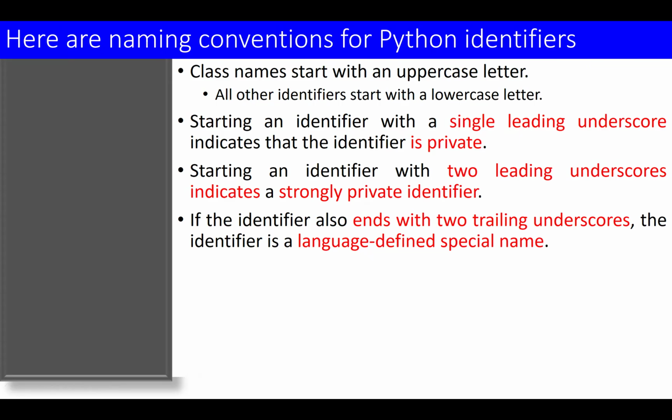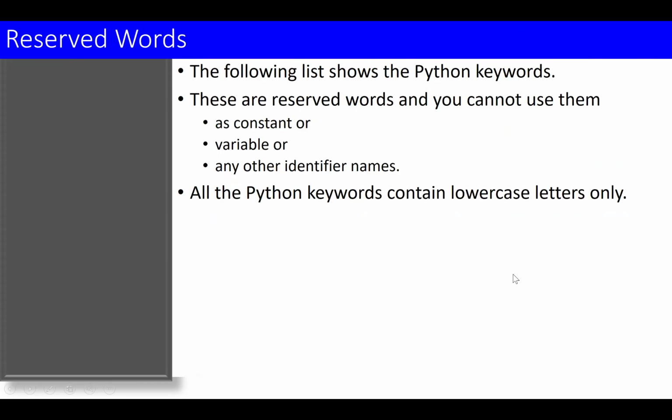Starting an identifier with a single leading underscore indicates that the identifier is private. Starting an identifier with two leading underscores indicates that it is a strongly private identifier. So a single underscore is private, but two leading underscores indicate strongly private. If the identifier also ends with two trailing underscores, the identifier is a language-defined special name.